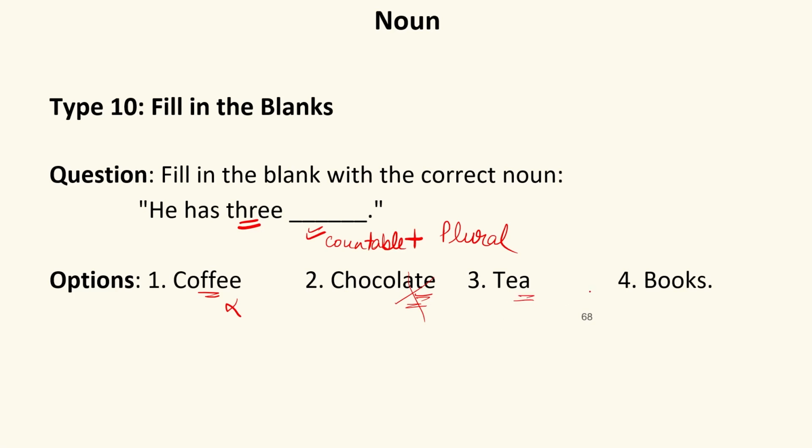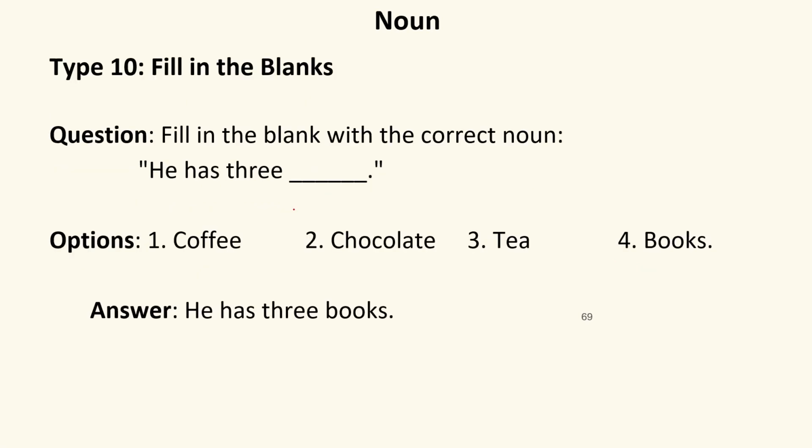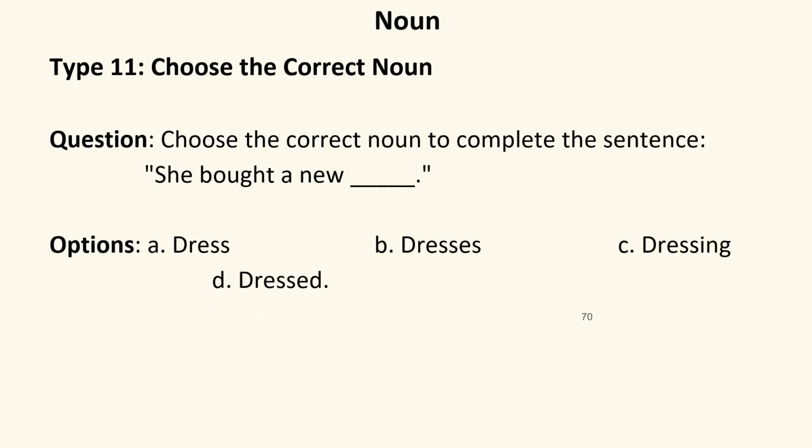Tea is again uncountable. Now we have books. Yes, these are countable as well as plural. That is why this word is absolutely correct to be filled in this blank. So books is the correct answer. So he has 3 books. Now fill in the blank with the correct noun. We have already filled it.